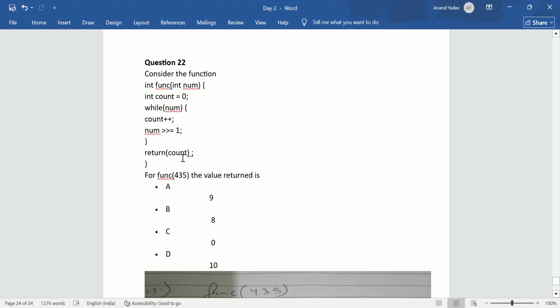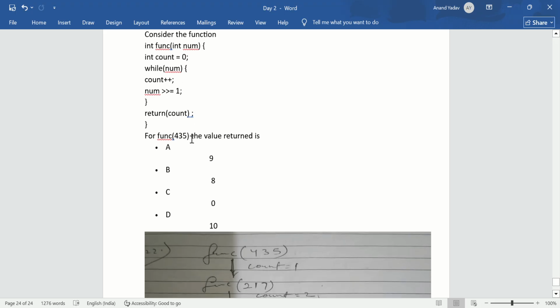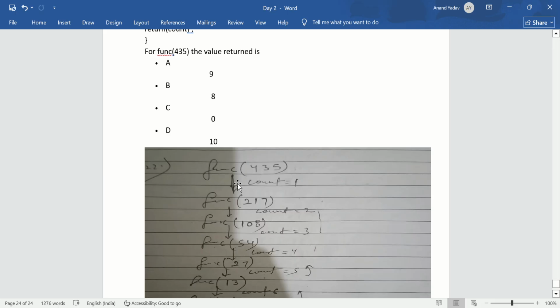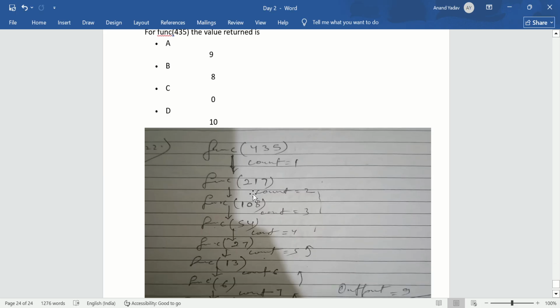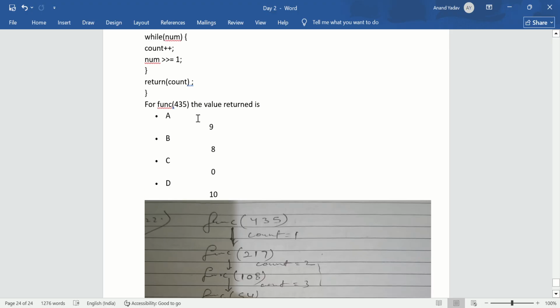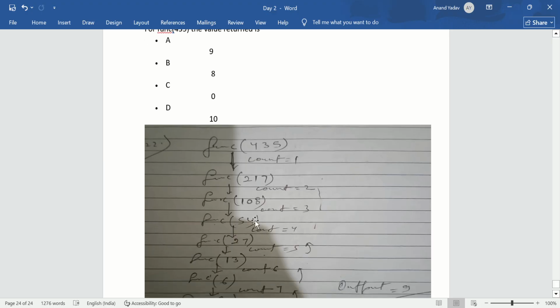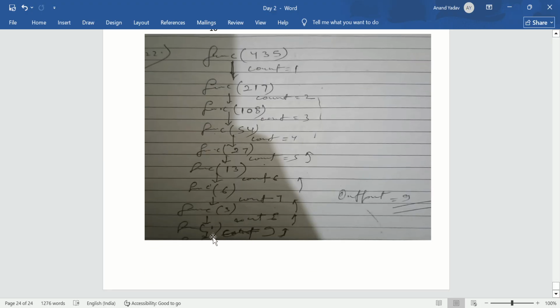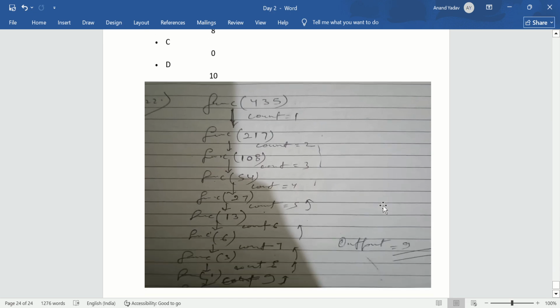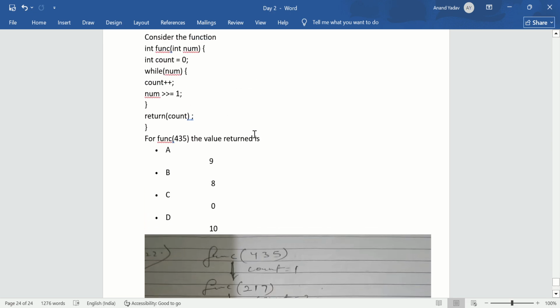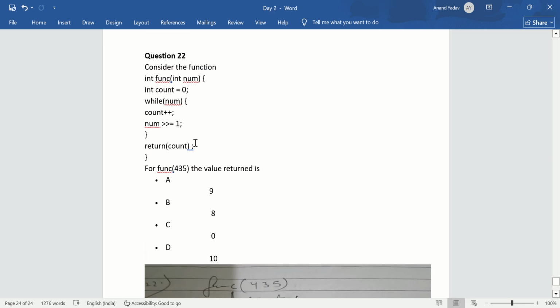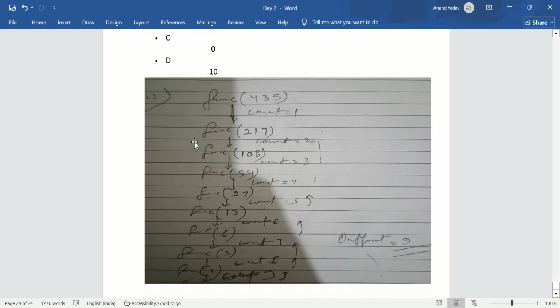Now the next question is, consider the function. This is the function. It is called for the value 435, and then it will divide again and again and count plus plus. The count goes 1 2 3 4, and it divides by 2 repeatedly up to 1, and then the count is 9, so the output is 9. In this way I solve this question.